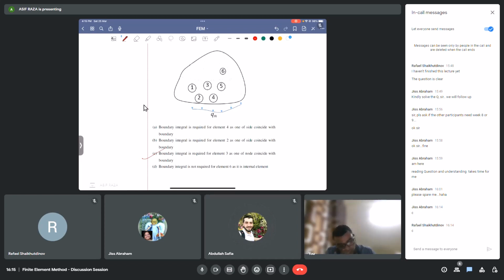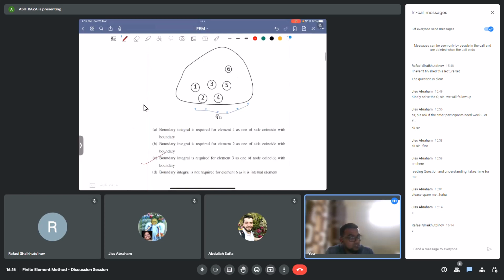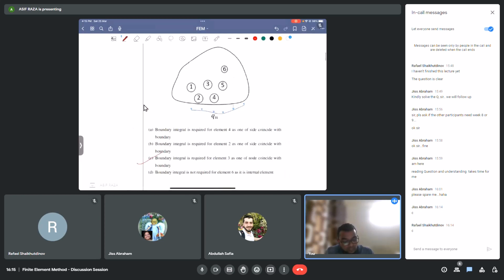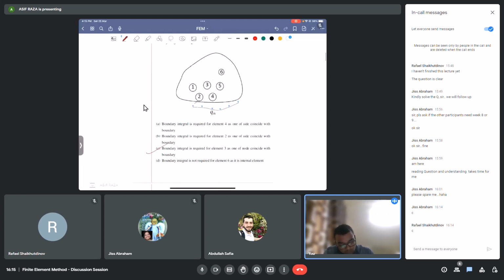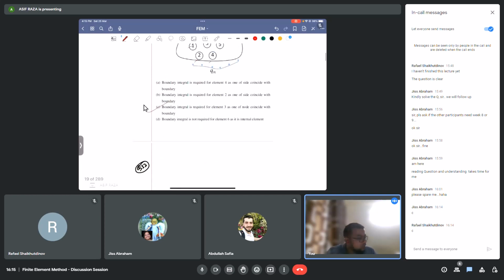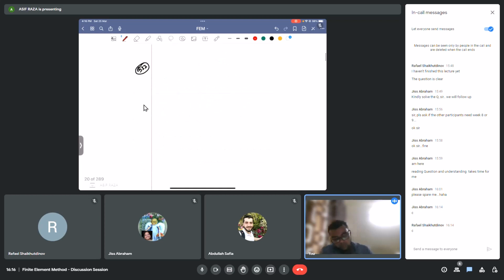Yeah, you're absolutely correct. So, considering the elements in question, only elements 2 and 4 will need the boundary integral. Elements 1, 3, 5, 6 are all inside, so they won't need the boundary integral. I hope it's clear for everyone. If anyone wants to jump in, you can.